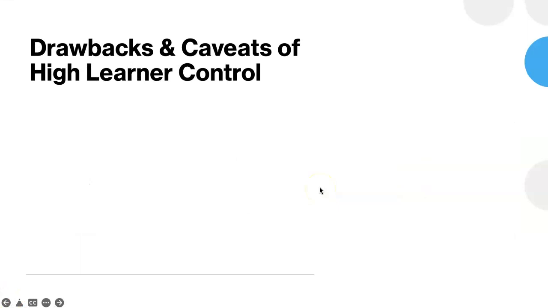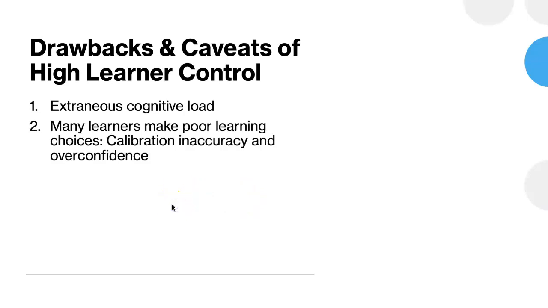Now let's discuss some of the drawbacks and caveats of high learner control. On the contrary, critics of high levels of learner control suggest that it will result in extraneous cognitive load, which will waste valuable mental resources that could be devoted to learning. Researchers have concluded that many learners make poor learning choices. This conclusion is evident in calibration research.